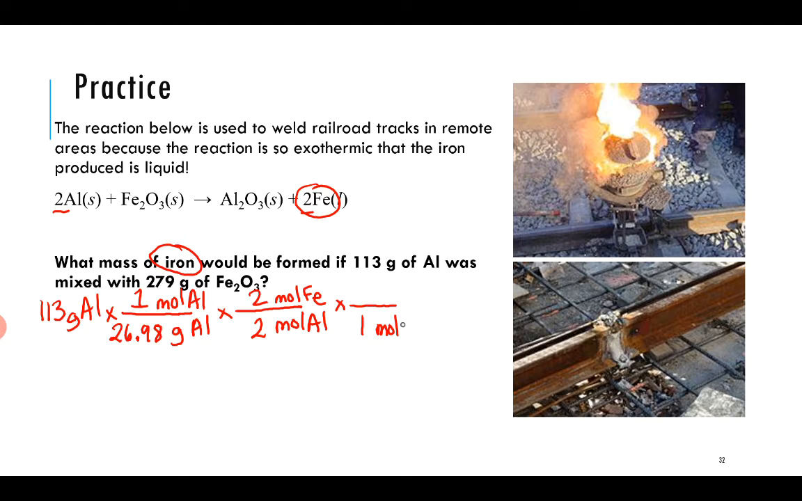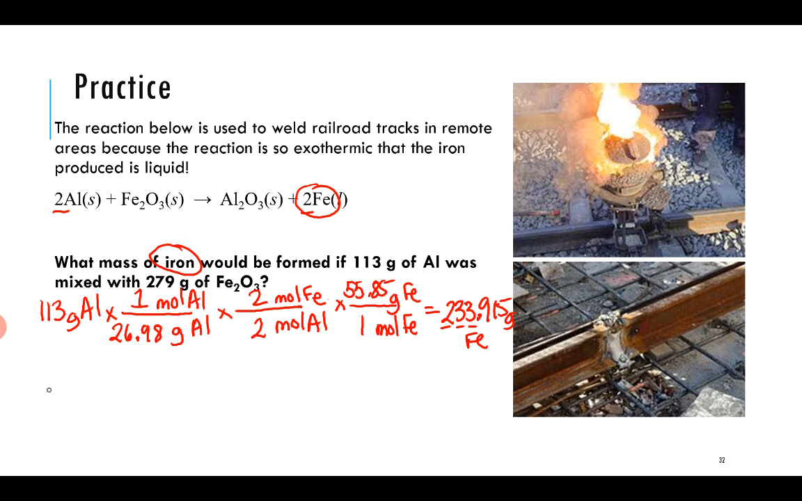My moles of iron, so I'm going to use the molar mass of iron to find my grams of iron. So that's 55.85 grams per mole. Go ahead and calculate that. And so 113 divided by 26.98 times 2 divided by 2 times 55.85 is 233.915 grams of iron. And then I would only need 3 significant figures. I'll round after I figure out what is the limiting reactant.